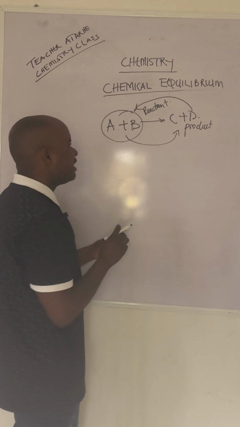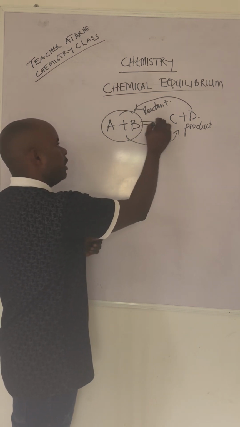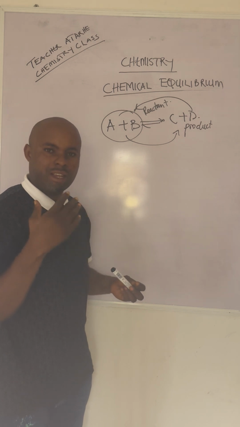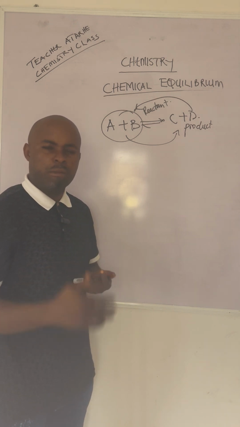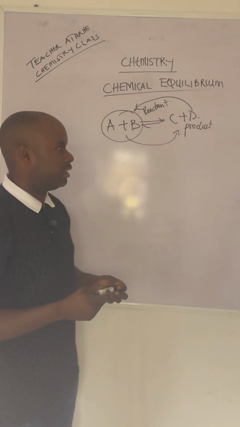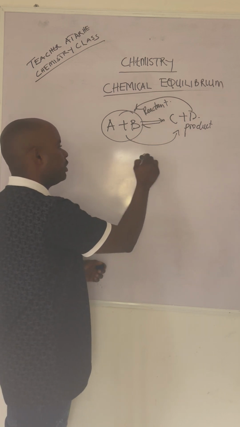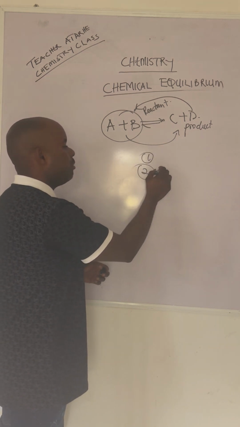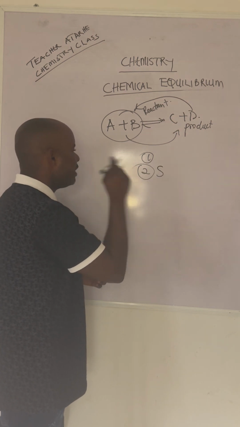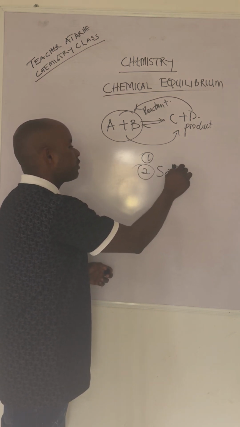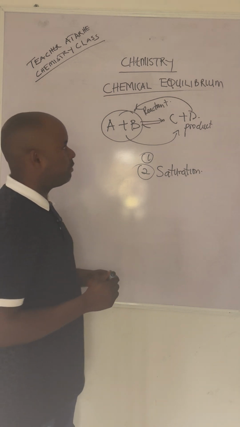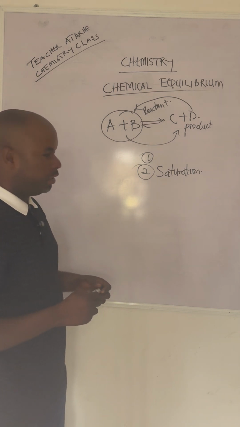In this sense, there's a reversible reaction. That is to say, any system that is in equilibrium must be in a reversible state. That is one of the conditions. So, it must be in what? A saturated solution also gives a system that is in equilibrium.